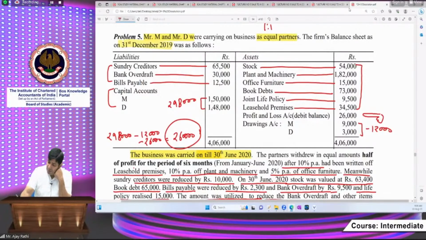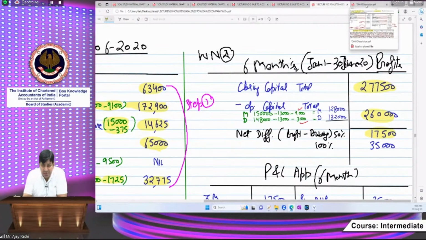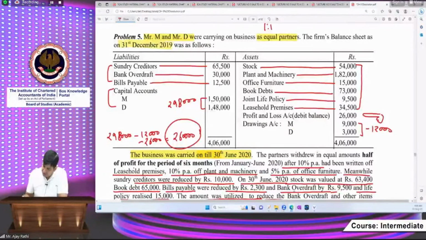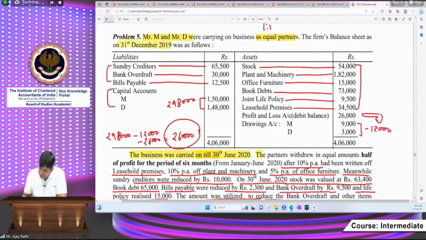So beta, see, we shall be comparing such opening capital with this closing capital, and we are finding the 70,500. That is the difference. Is the question saying anything else, as we discussed in the earlier question? Yes, the question is also saying that partners withdrew equal amounts, half of the profit, for the period of 6 months.